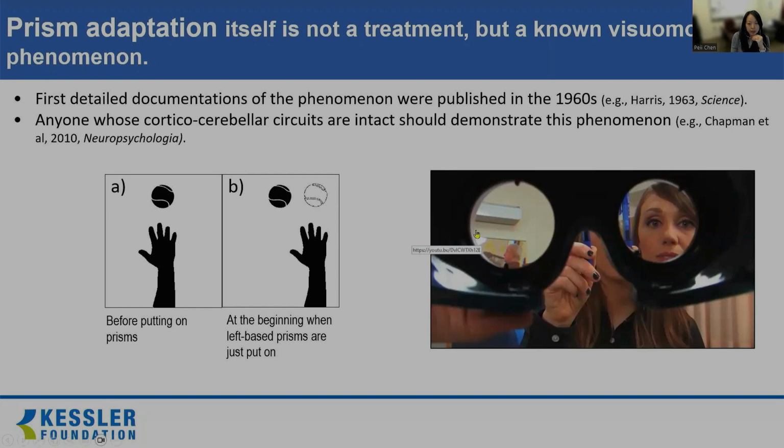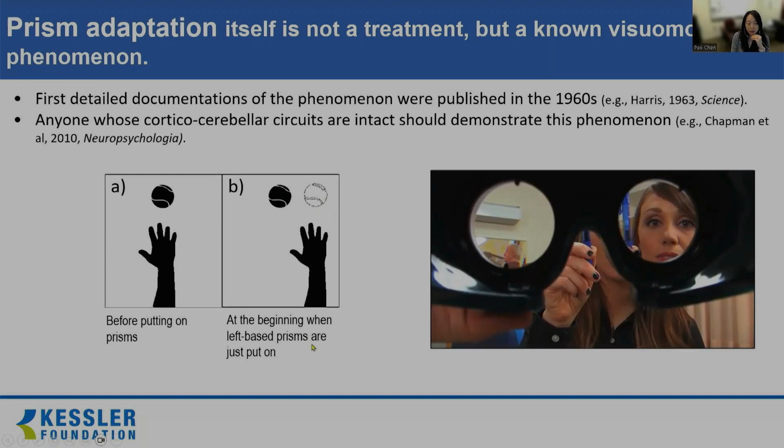And wearing these thick prism goggles, the vision will be shifted. This is the actual image of the target, which is the pen. And then once you put on the prism goggles, the image of the pen will shift to here. So in this illustration, this is the actual target, but the image of the target shifts to the right side.